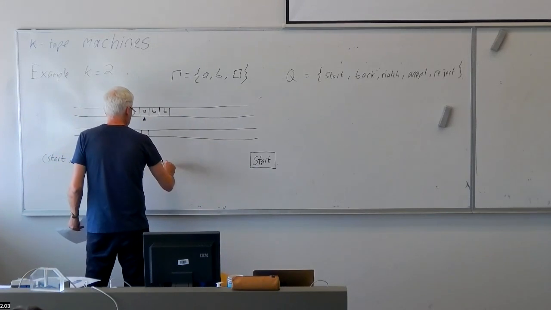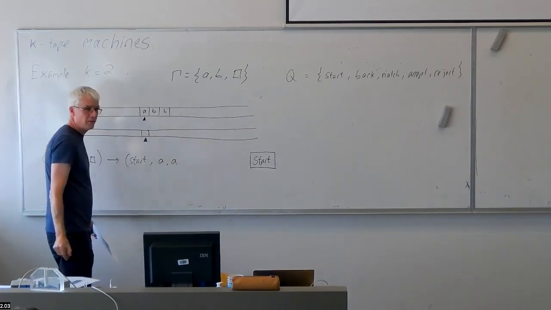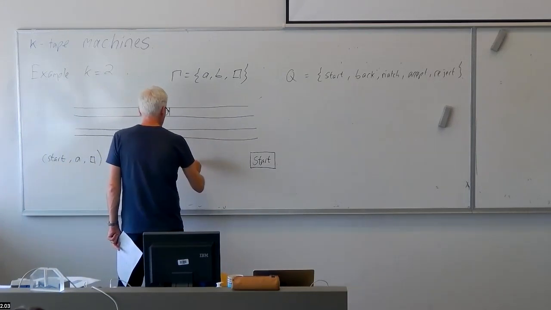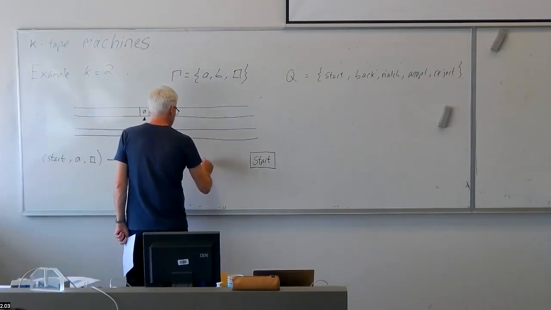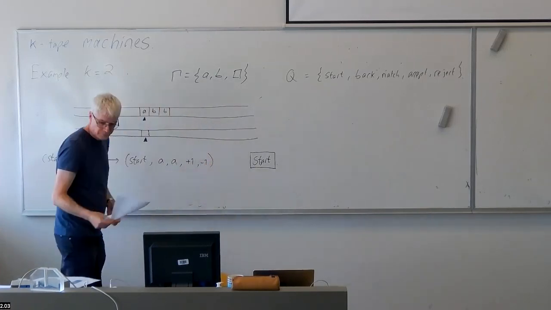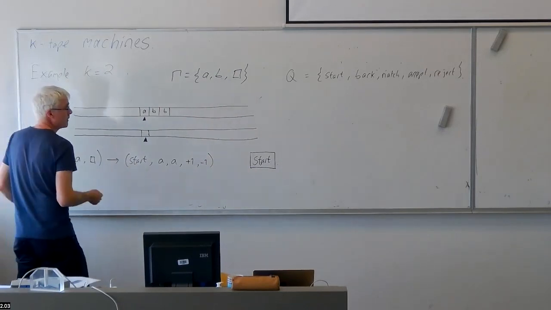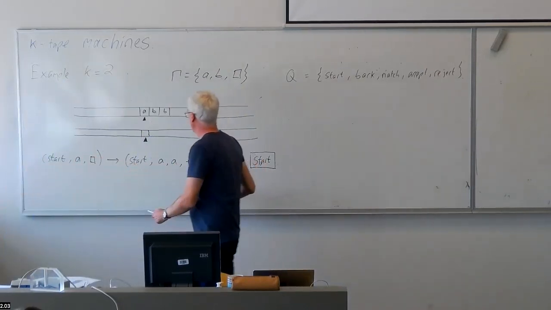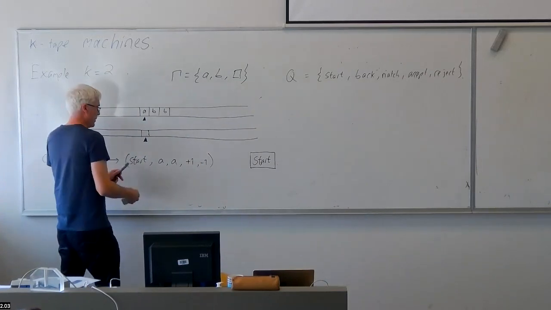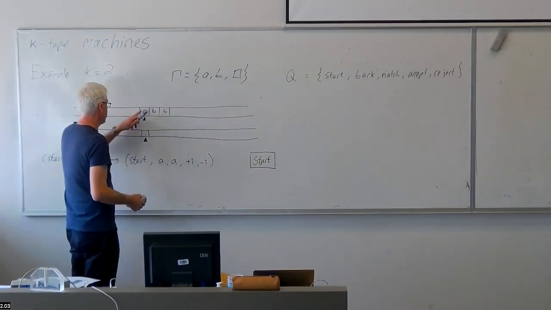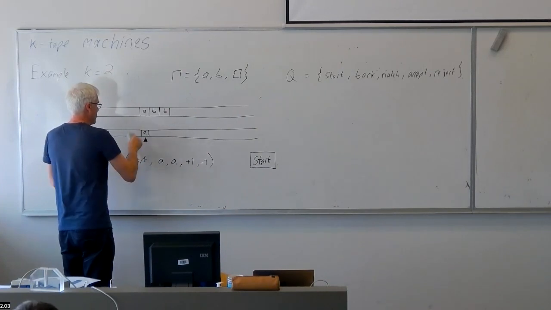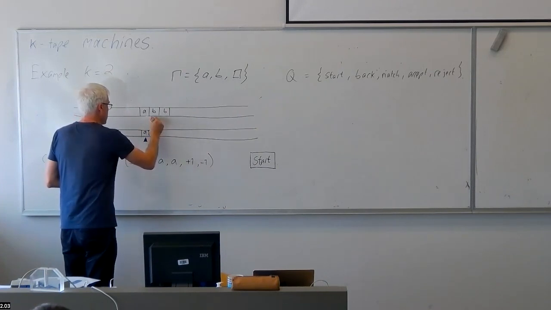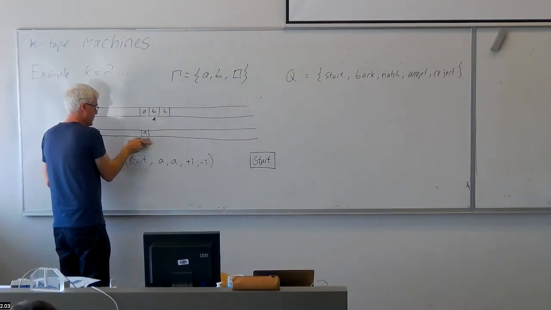It's going to keep an A on the first tape. It's going to write an A onto the second tape. It's going to move the top head one to the right, and it's going to move the bottom head one to the left. So we stay in the start state, we keep the A on the top tape, we put an A on the bottom tape, we move the head on the first tape one to the right, and the head on the second tape to the left.